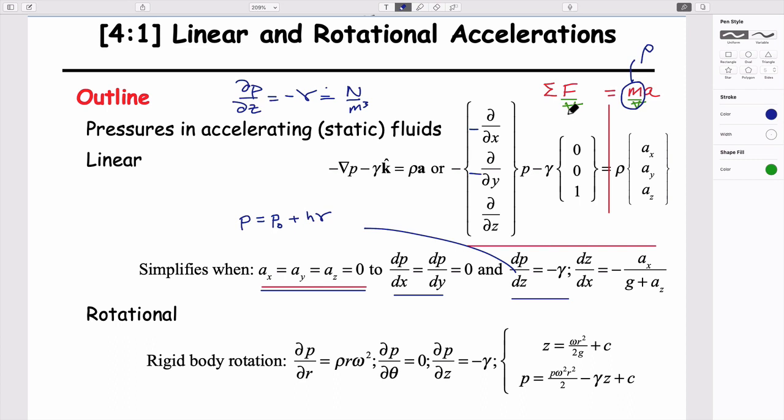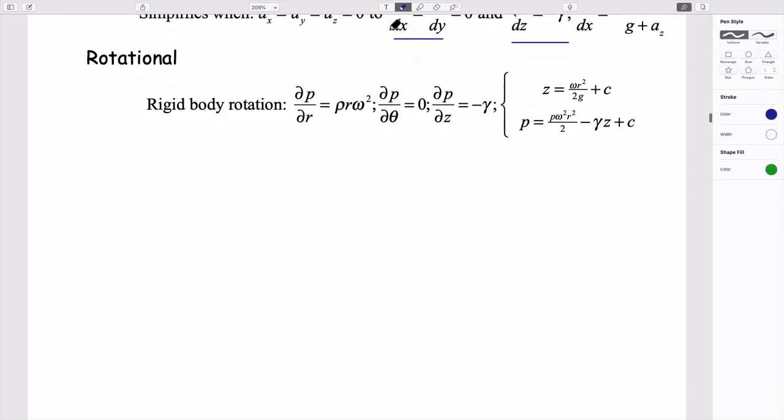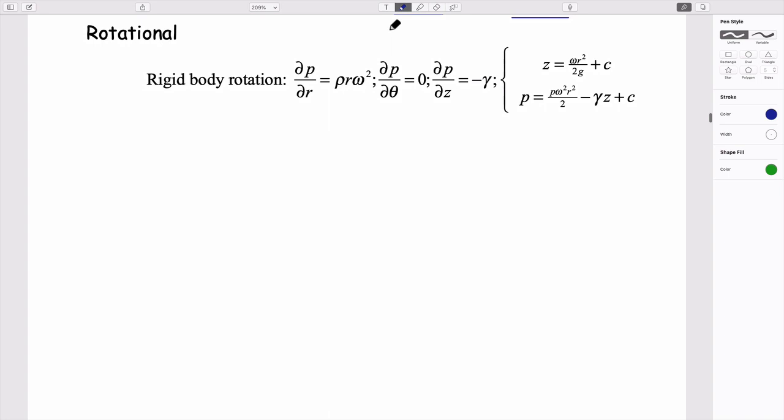So we're going to ease those restrictions, and we're not going to make this assumption that the accelerations have to be zero. And so if we do that, we can do a couple of things. So we'll look at two situations. One is linear accelerations in a straight line, me running across the front of the class.